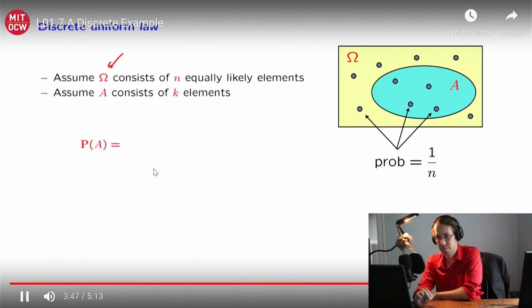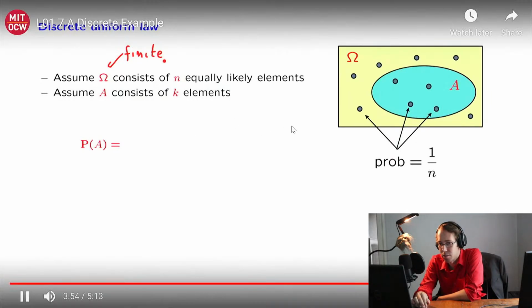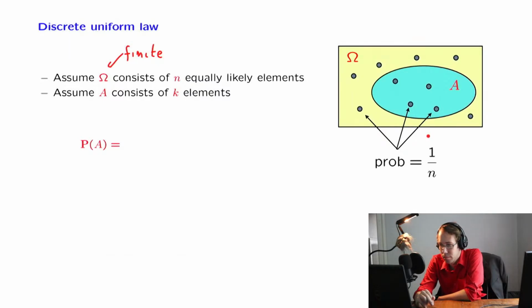Which is finite. And it has n elements, and we assume that these n elements are equally likely. Now, since the probability of omega, the probability of the entire sample space, is equal to 1, this means that each one of these elements must have probability 1 over n. That's the only way that the sum of the probabilities of the different outcomes would be equal to 1 as required by the normalization axiom.